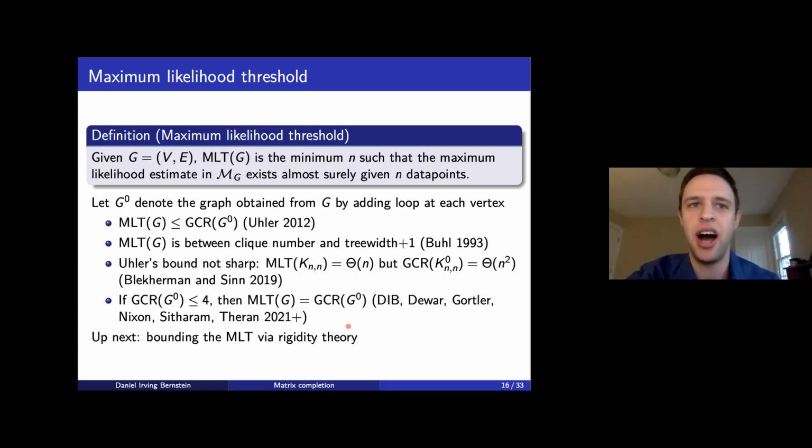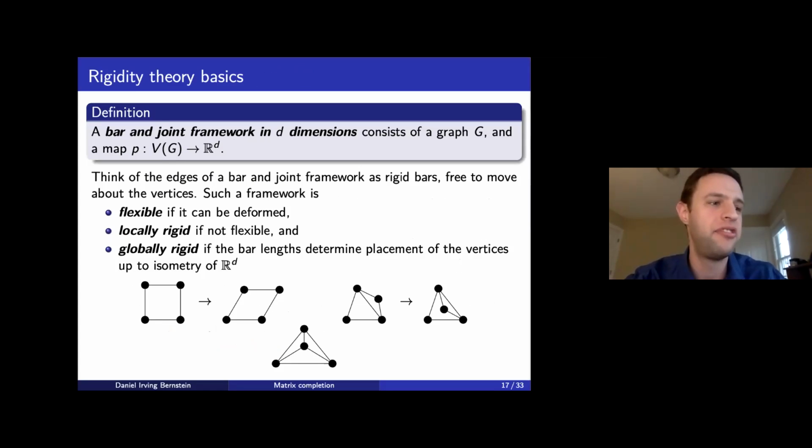But yeah, anyway, as I mentioned, we were chatting beforehand, one of the themes of this Fields Institute semester that I'm currently at virtually is rigidity theory. So I'm going to talk a little bit about how you can actually bound the maximum likelihood threshold using rigidity theory. So just to do this, I need to give you the very basic definitions of rigidity theory.